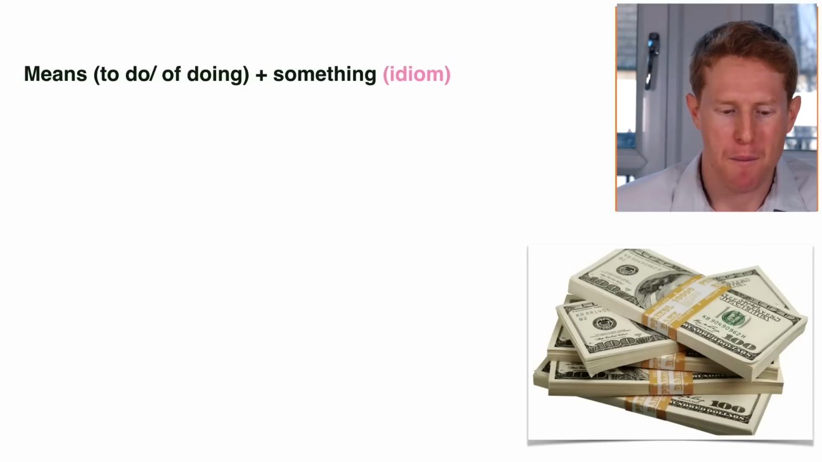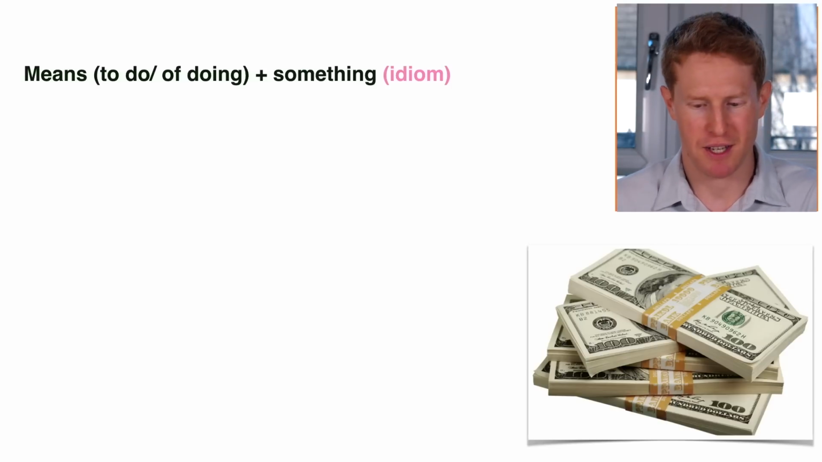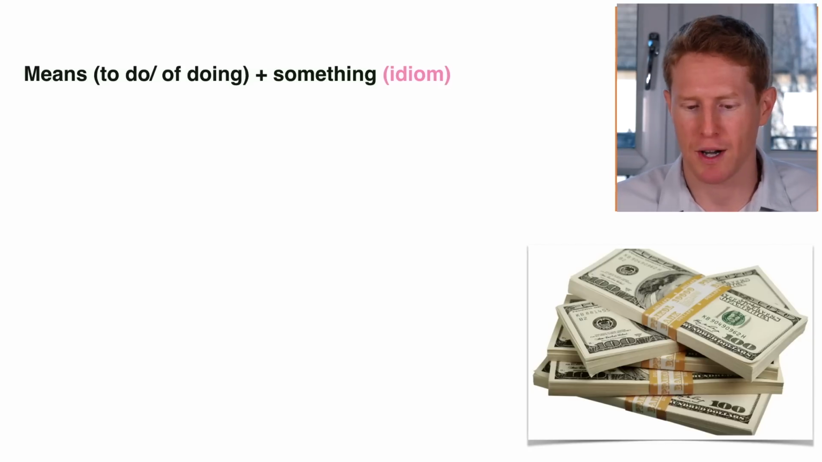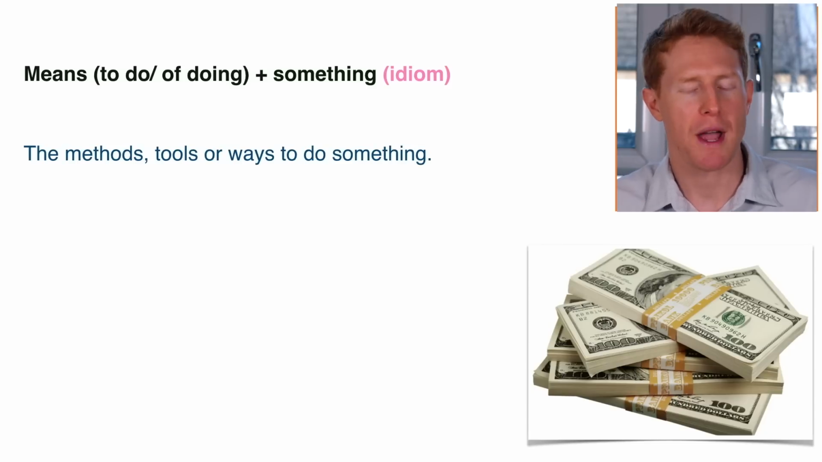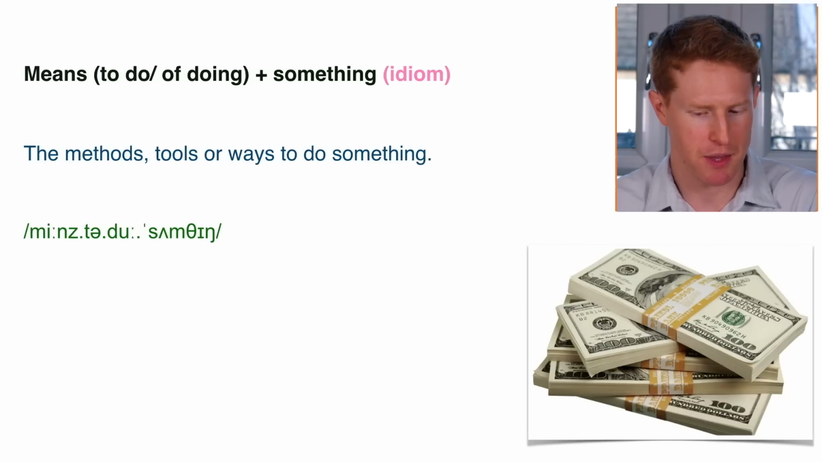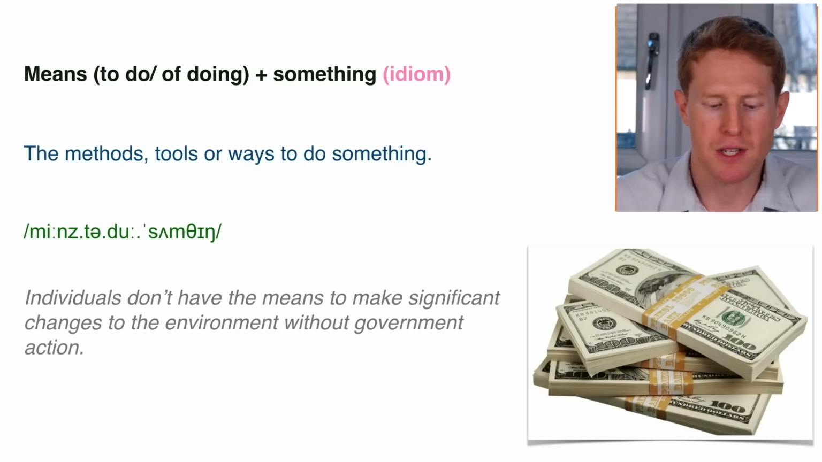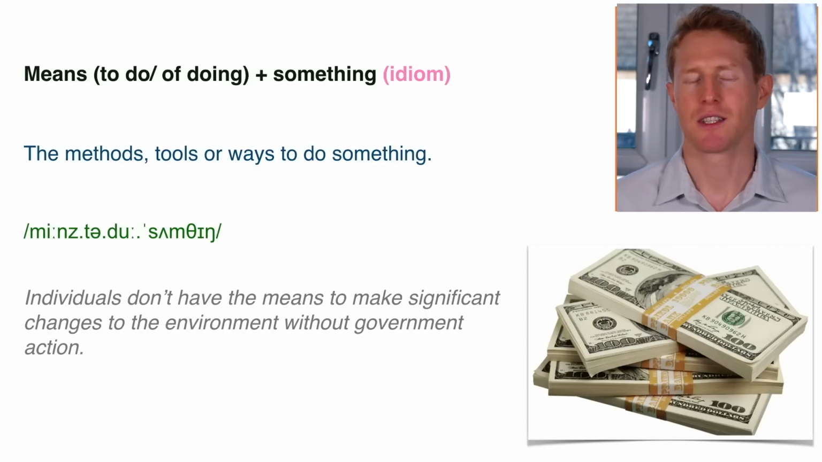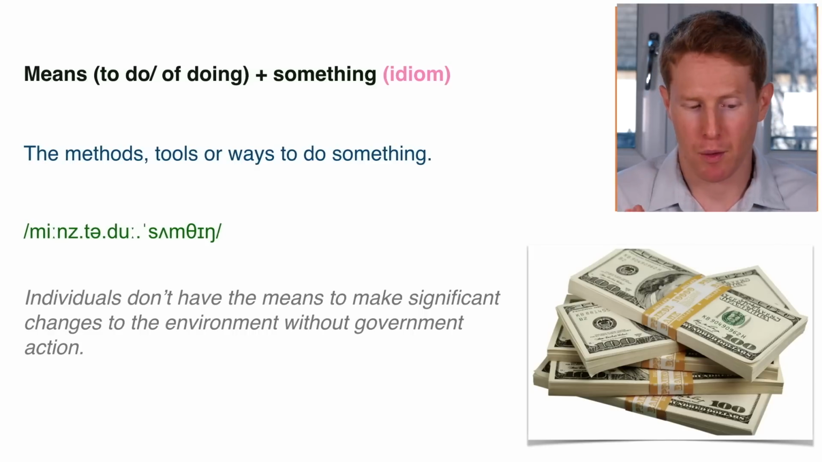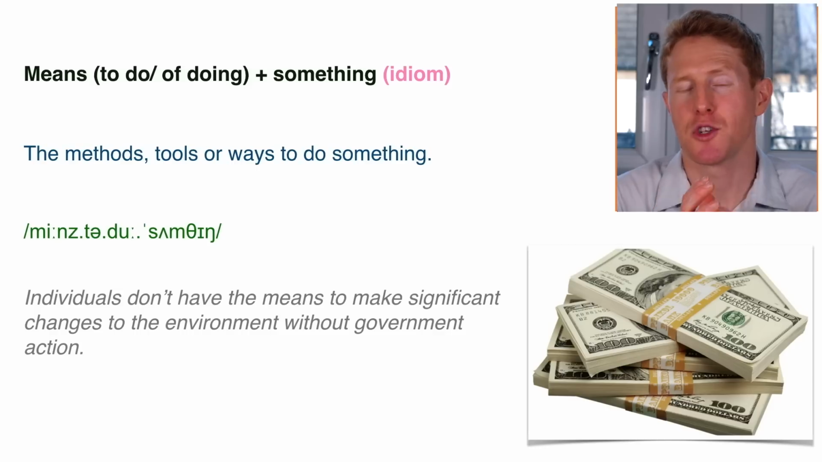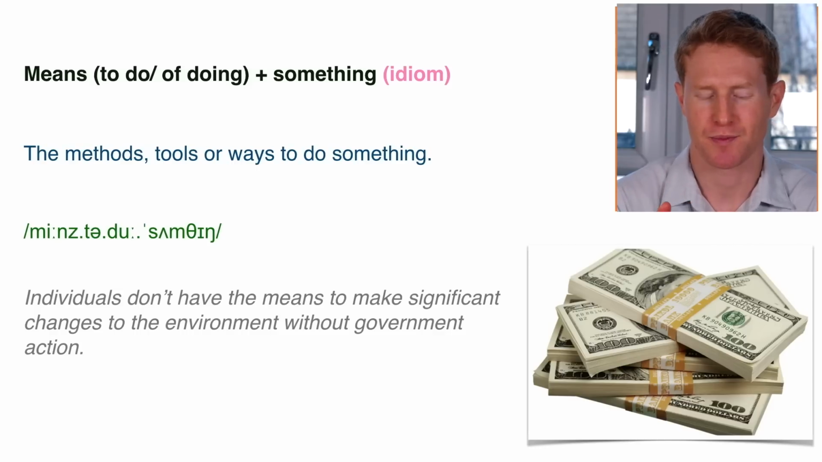Right, next phrase is means to do or means of doing something. So another idiom, but we can use this idiom in the speaking test and we can use it in the writing test as well. So this means the methods, the tools, or the ways to do something. The means to do something. The means of doing something. Individuals don't have the means to make significant changes to the environment without government action. So this sentence means that individuals don't have the power, they don't have the methods, they don't have the tools to make significant changes to the environment without government action. So it means the government do have the means to make changes.